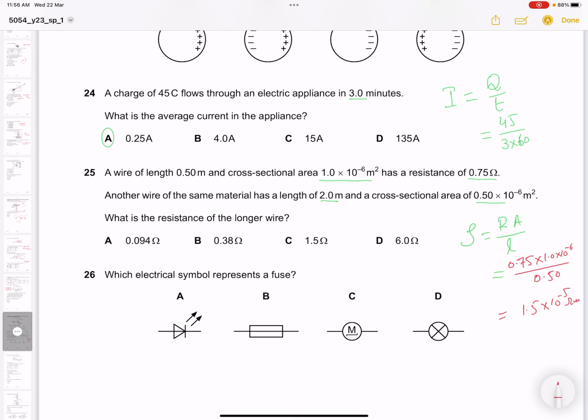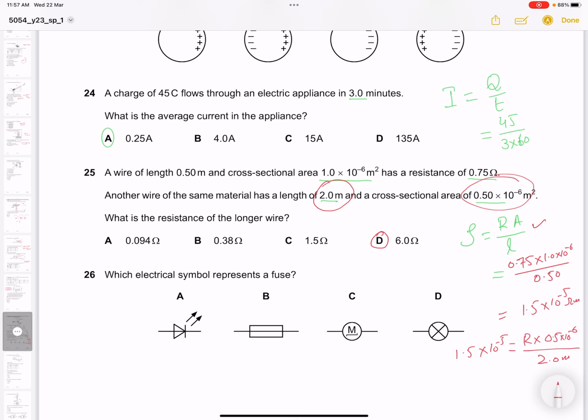Now the length is 2 meter and cross-sectional area is this. Put these values here and get R. In the same formula of resistivity, we use resistivity here in place of resistance. 1.5 times 10 power minus 5 is equal to R. Cross-sectional area is now 0.5 times 10 power minus 6 and length is 2.0 meter. Now after calculating it, we will get the value of resistance, which is option D.